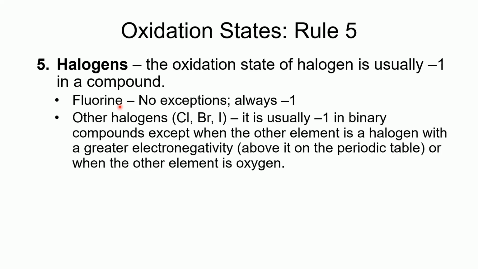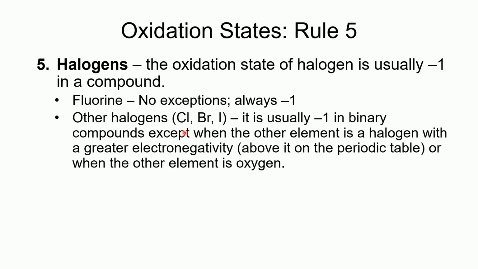All the other halogens are usually -1 if they're in binary compounds, but if they're bonded to something more electronegative, like a halogen above it or an oxygen, then we'll find that the oxidation state could be something different. And by something different, that means that we'll have to figure it out from context. All right, so that's our 5th rule, halogens.